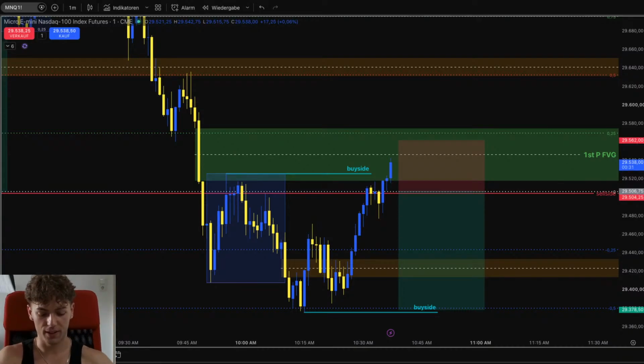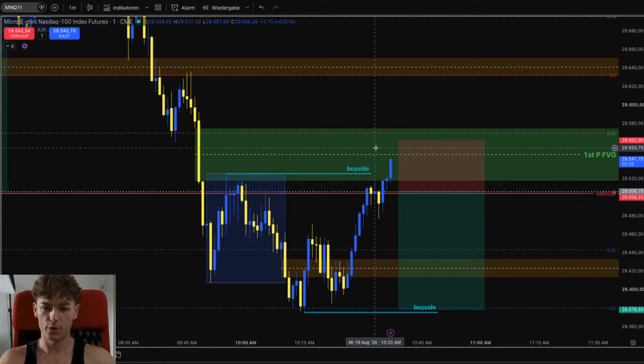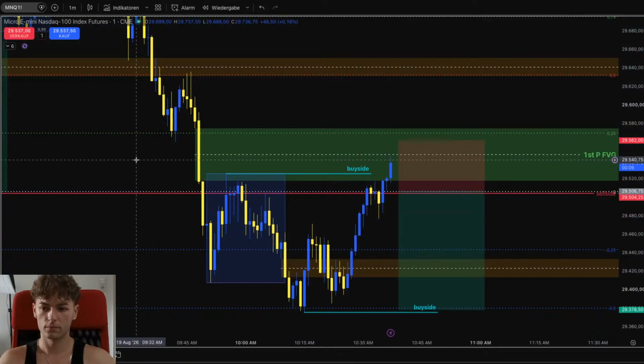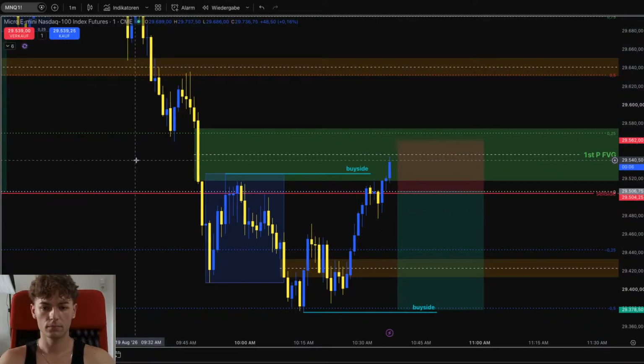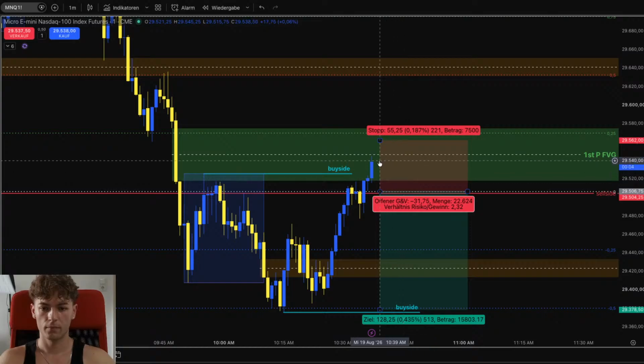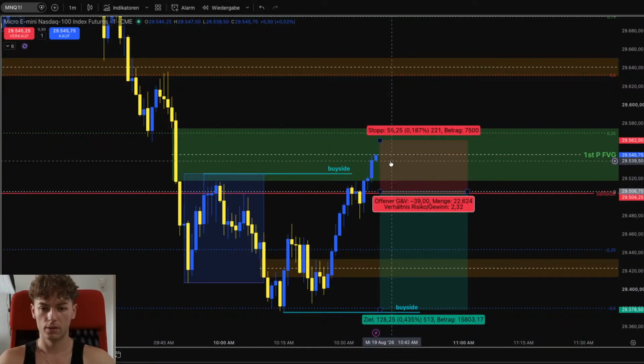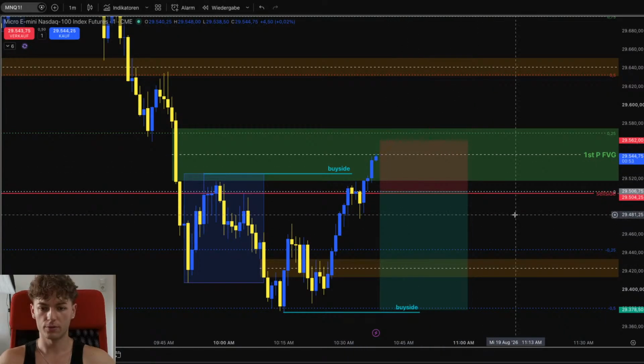Yeah, okay. Buy side taken, perfect. First fair value gap. Now, if it wants to go lower, it should stay preferably in the lower half on a closing basis. It can wick up, but it should stay in the lower half. Then I want to see displacement below the first fair value gap, and that would be a trade that I would take.